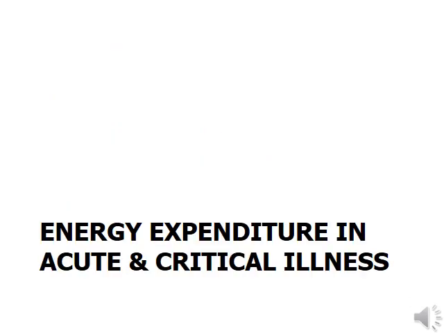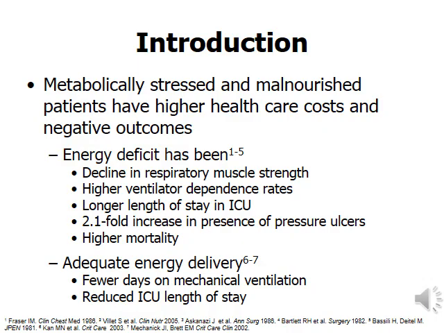The majority of this presentation will cover energy expenditure, methods for determining, and complications with inappropriate delivery of nutrition among the acute and critically ill population. Acute and critically ill patients often experience high levels of metabolic stress and inflammation, which, combined with malnutrition, either of critical illness or pre-existing state, have been associated with higher healthcare costs and negative outcomes.